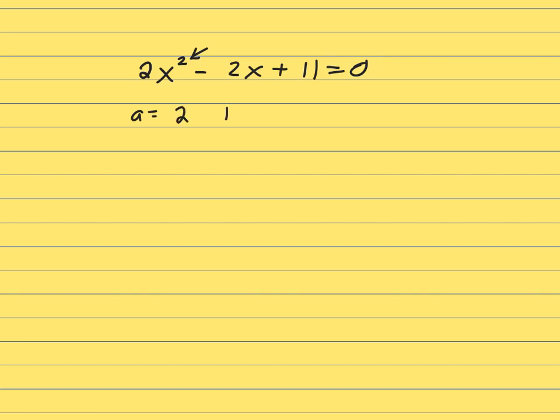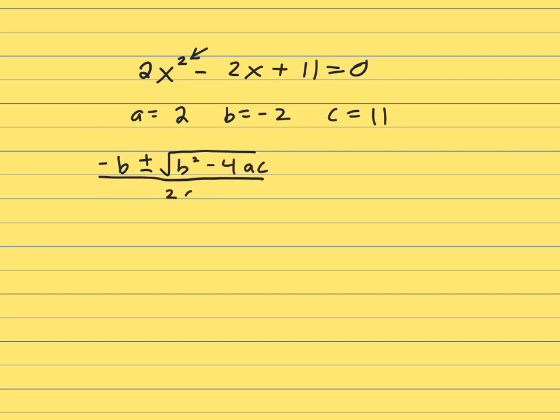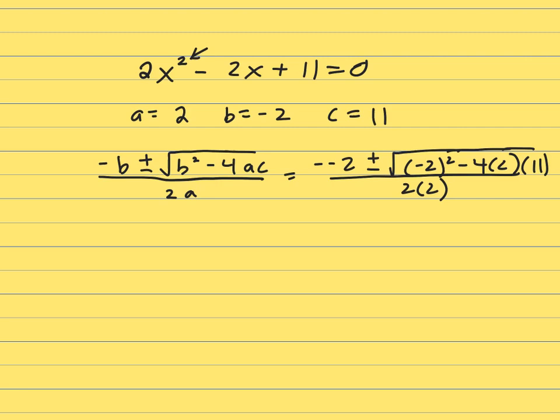So a equals 2, b equals negative 2, and c equals 11. Your formula is negative b plus or minus the square root of b squared minus 4ac, all over 2a. So just plug in those numbers for your variables. So b is negative 2, squared, minus 4 times a, which is 2, times c, which is 11. And then 2 times a in the bottom, 2 times 2.